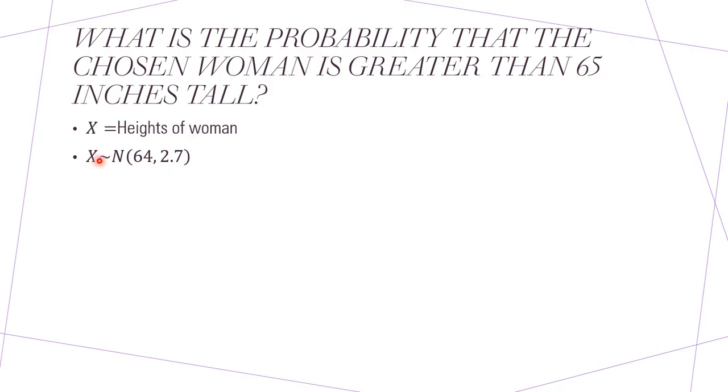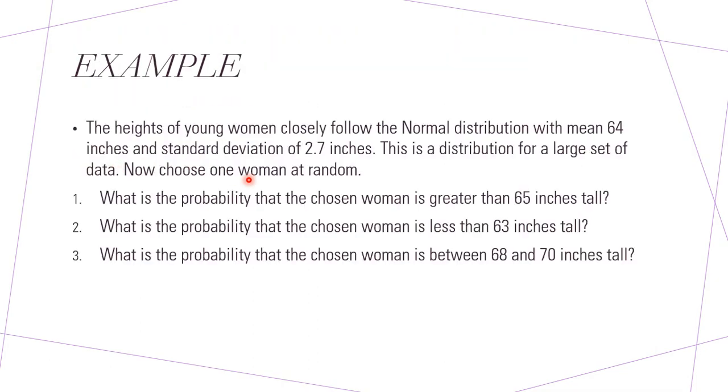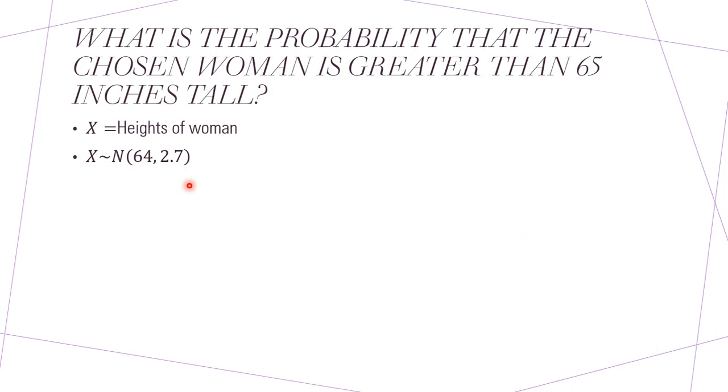Next up, you say that the x value is approximately normal, because since it's a large data set, and I believe it says in the problem itself, right here, follows a normal distribution. So it tells you that it's a normal distribution curve. Mean of 64, deviation of 2.7. Okay, so there's our values. There's us defining the variable and then stating what the normal distribution is.